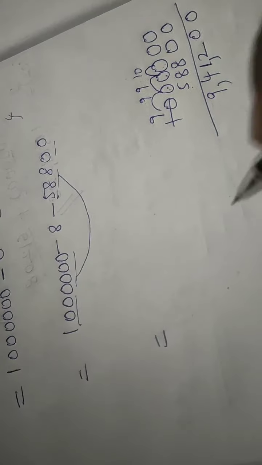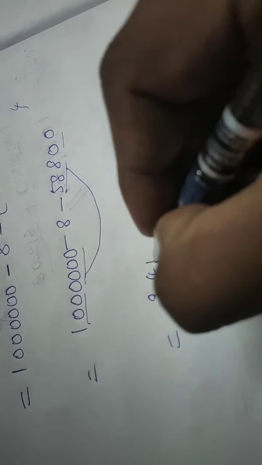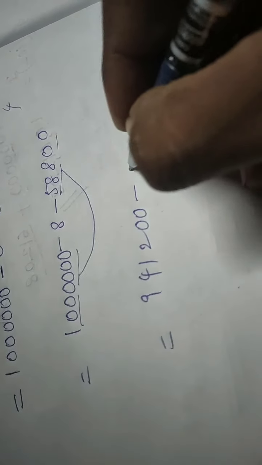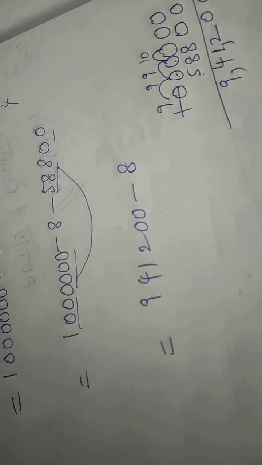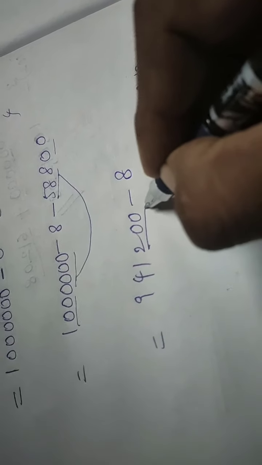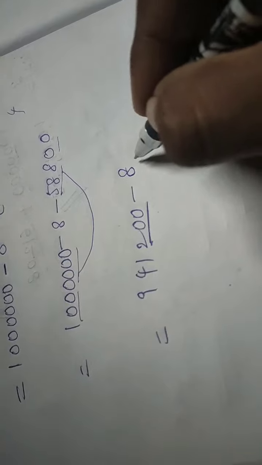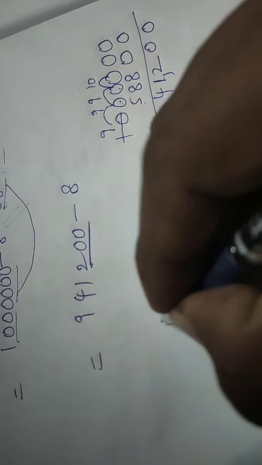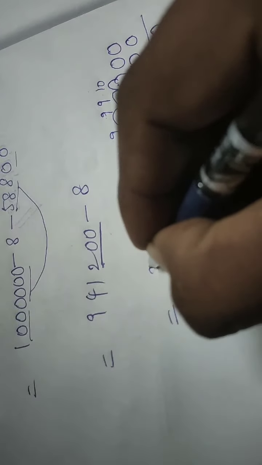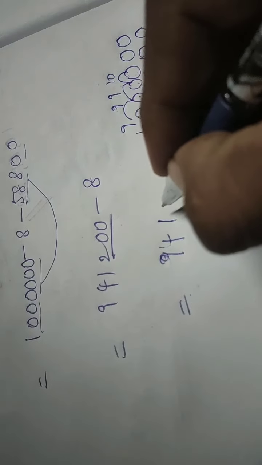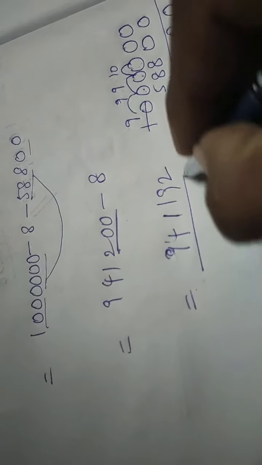So I can write 941,200 minus 8. Just simply imagine the last number is 200. From the 200, if you take out 8, the answer is 941,192, correct?